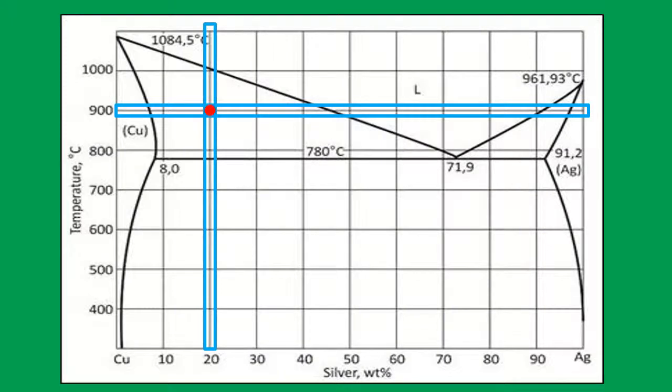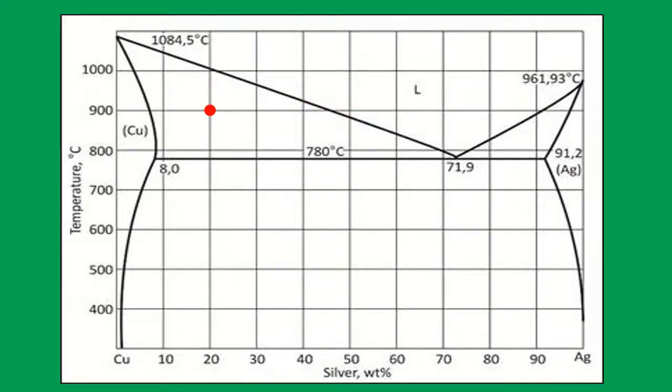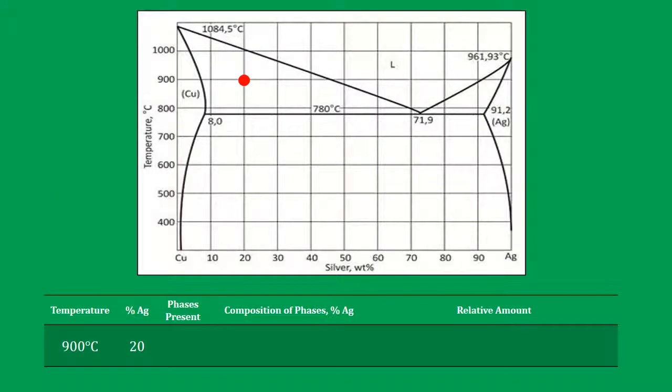And at this point, we can make a dot right here as our reference point, and that lies right inside of the alpha plus liquid region. So we can easily drop in the temperature at 900 degrees Celsius and the percent silver at 20% down in that bottom of the table. So moving forward, we see that there are 2 phases present, the alpha and liquid phase that we've already talked about before as this region.